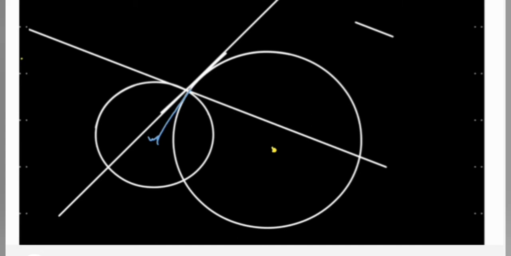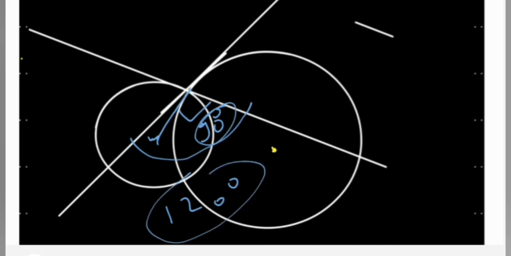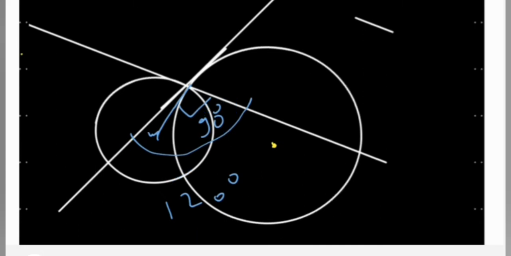So remember, from the radius to the line tangent to the circle, it is 90 degrees. All this is 120 degrees. So what is this side over here? Well, this is from 90 to 120. This is 30 degrees. What am I saying right now?